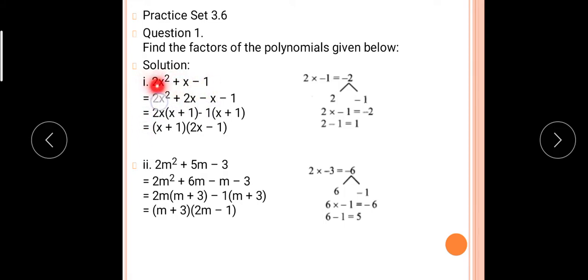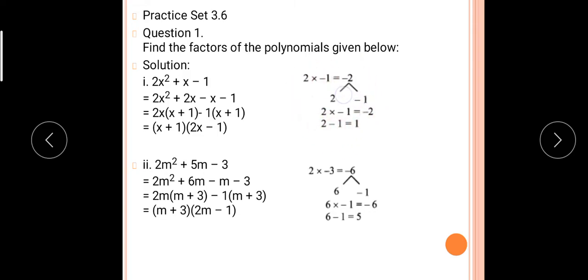Now what are we doing? We are taking the coefficient of x square multiplied by the constant term. 2 is the coefficient of x square and minus 1 is the constant term. Their multiplication is minus 2. Now we have to factorize the middle term in such a way that their multiplication should be minus 2 and their addition should be 1.